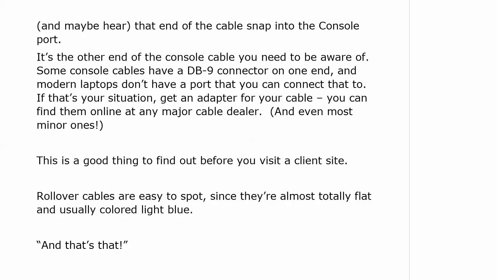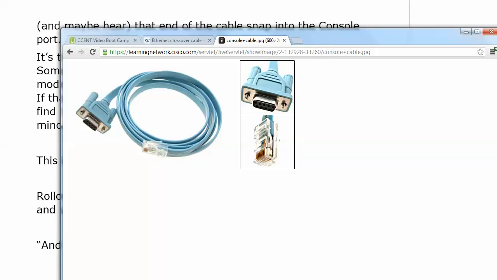Now, it's the other end of the console cable you need to be aware of. And let me bring up an image from Cisco's learning site. And this is the end you have to worry about because this is what it looks like. And if you've seen, and you probably have, of course, a straight through cable or a crossover cable, that's just a nice little round cable with 2 RJ45 connectors, one at each end. Well, this cable is flat. You can see it from here. And also, notice this connector. It's a DB9 connector.